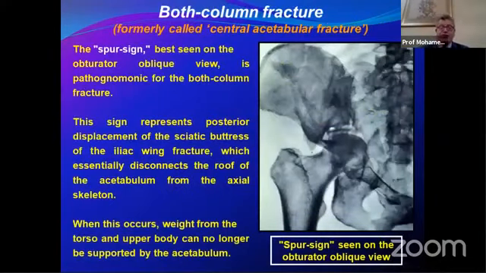The spur sign. Now we come to a very important sign in both column fracture, which is called the spur sign. The spur sign is best seen on the obturator oblique view. This is pathognomonic for both column fracture. This sign represents posterior displacement of the sciatic buttress. Both anterior and posterior columns meet at the sciatic buttress. This sign represents posterior displacement of the sciatic buttress of the iliac wing fracture, which essentially disconnects the roof of the acetabulum from the axial skeleton. When this occurs, weight from the torso and upper body can no longer be supported by the acetabulum.